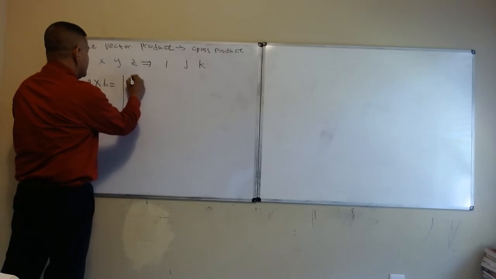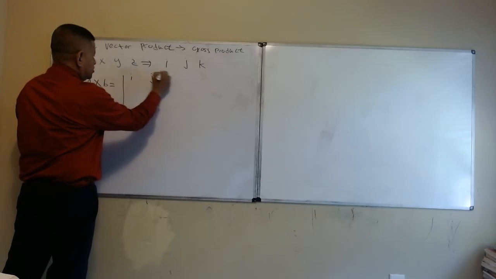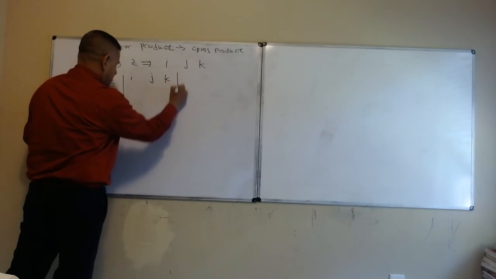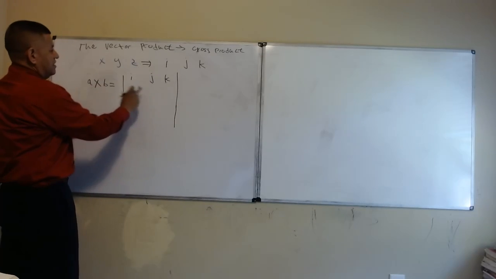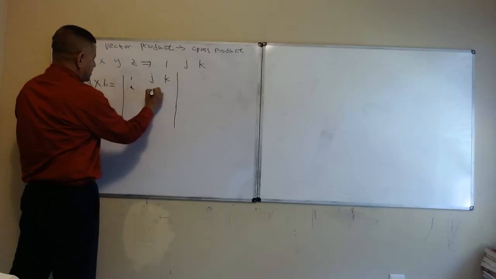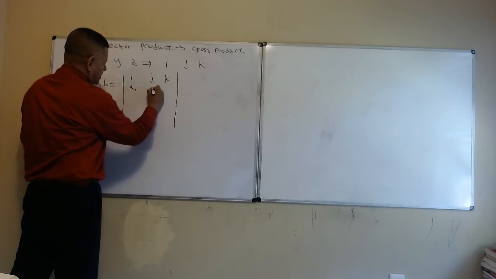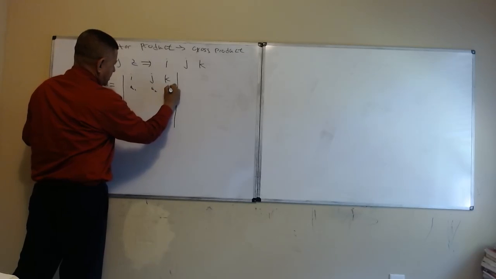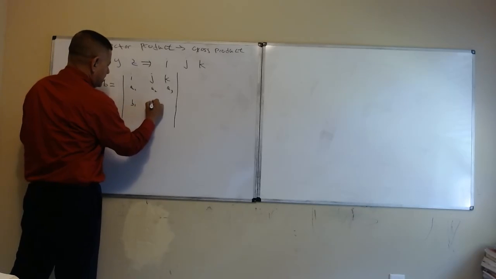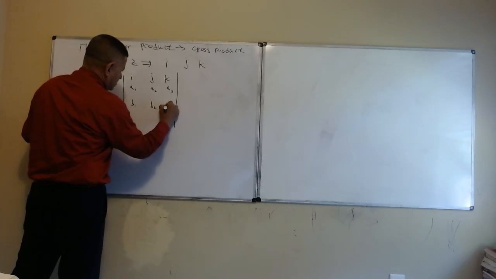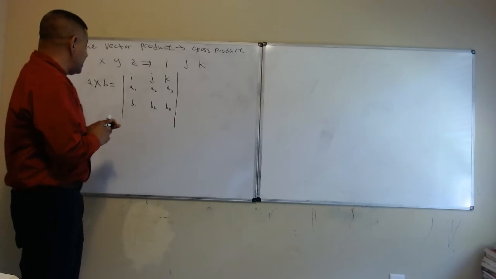So let's say that you have i, j, and k. And then here we put A1, A2, and A3, and then you have B1, B2, and B3.